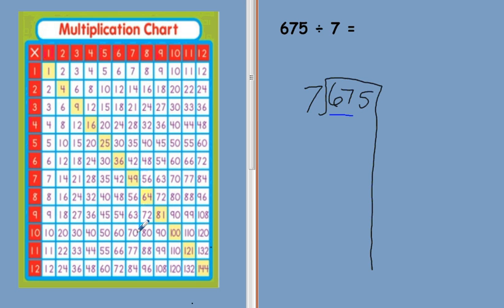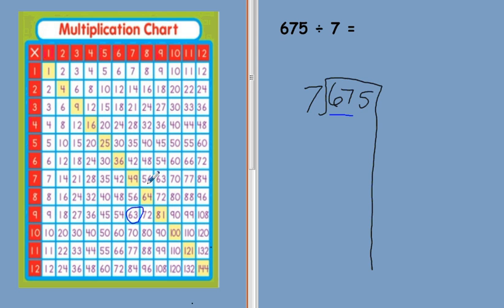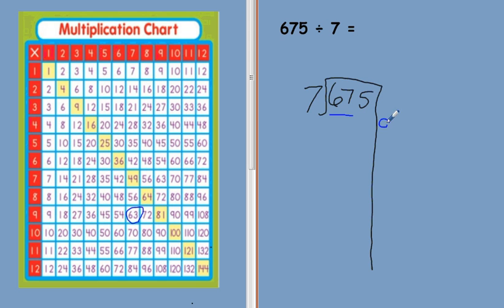So if I look here, I have 70 is closest, but that's above. We can't do 67 minus 70. So we're going to go back down to 63. So what times 7 is 63? 7 times 9 is 63. So I'm going to put a 9 here.